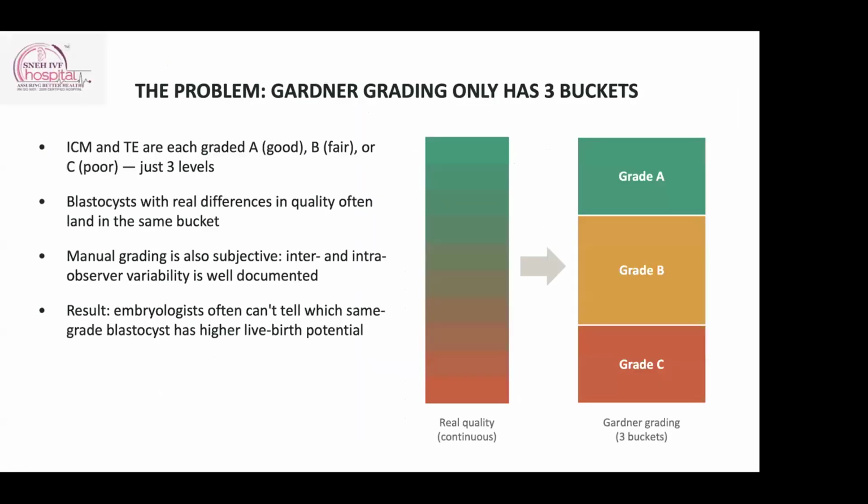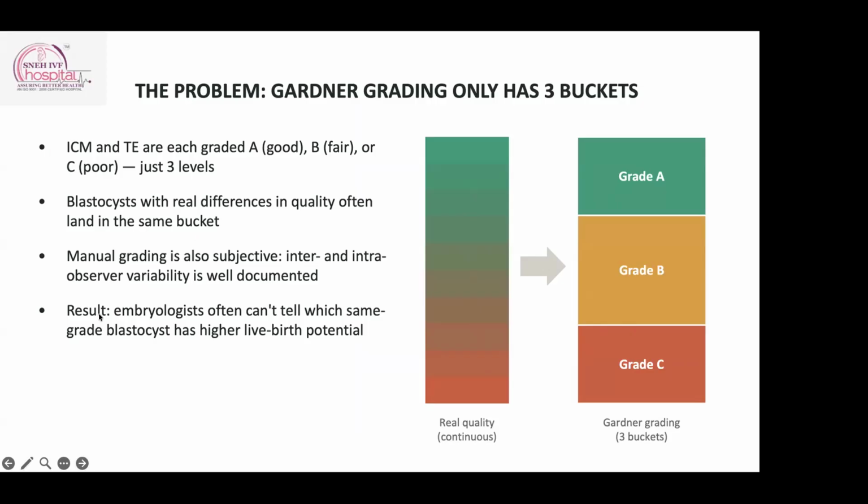Okay. Now the problem with the Gardner's grading system is there are only 3 buckets. Either it is going to be A, B, or C. But in normal scenarios, it's not so differentiated like A, B, and C. Sometimes it is a little towards A. Maybe I feel that this is A, somebody else will feel it is B, and another person will see that it is also A. So it's not this differentiated, there is an overlap of differentiation. So blastocysts with rare differences in quality often land in the same bracket.